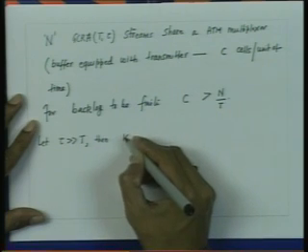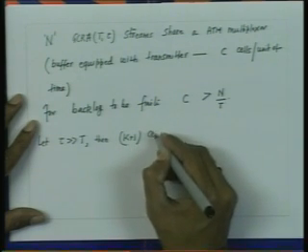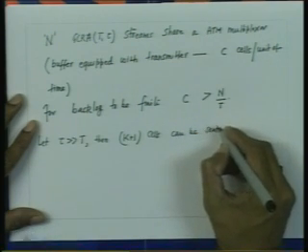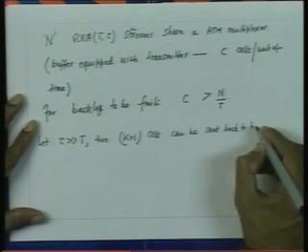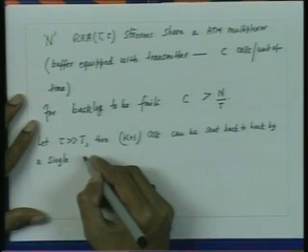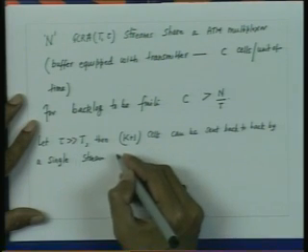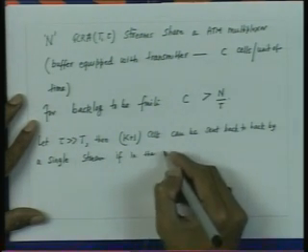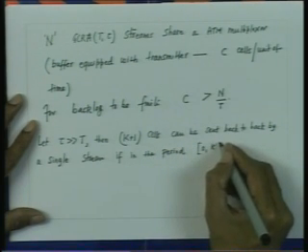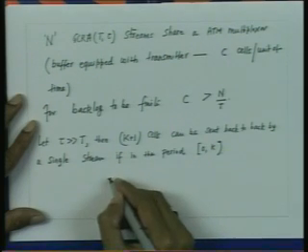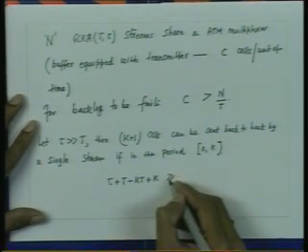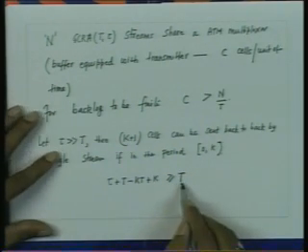Then k plus 1 cells can be sent back to back by a single stream if in the period 0 to k we have this quantity, T plus tau minus kT plus k, greater than or equal to T. Now why this?